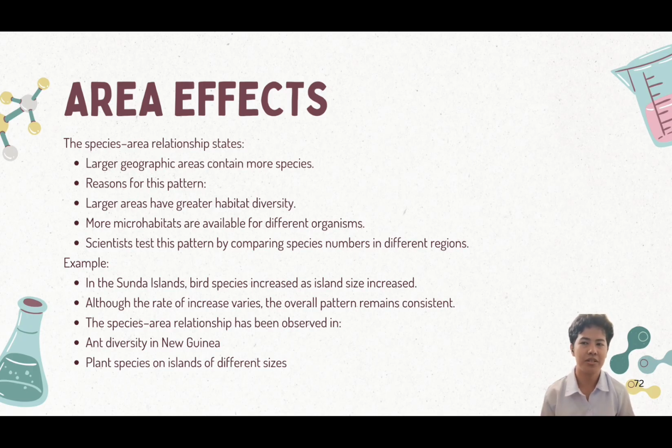An example of this is in the Sunda Islands, where bird species increase as island size increases. Although the rate of increase varies, the overall pattern remains consistent. The species-area relationship has been observed in these examples: the ant diversity in New Guinea and the plant species on islands of different sizes.